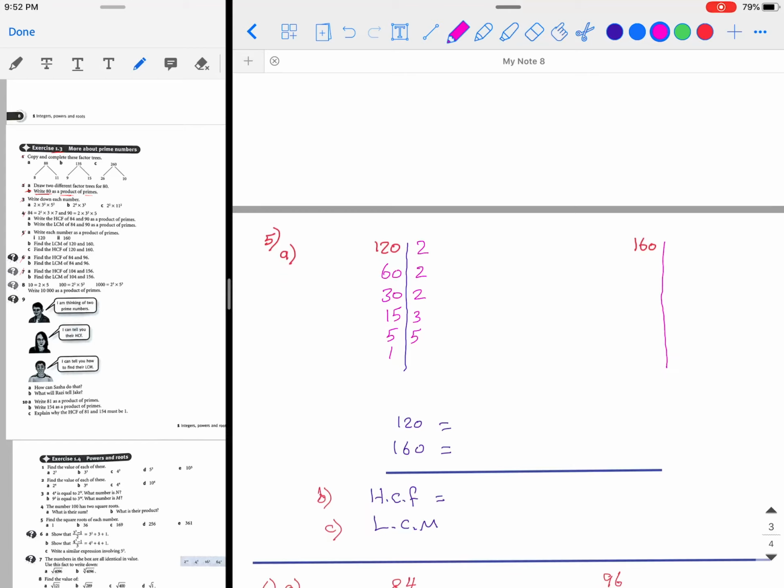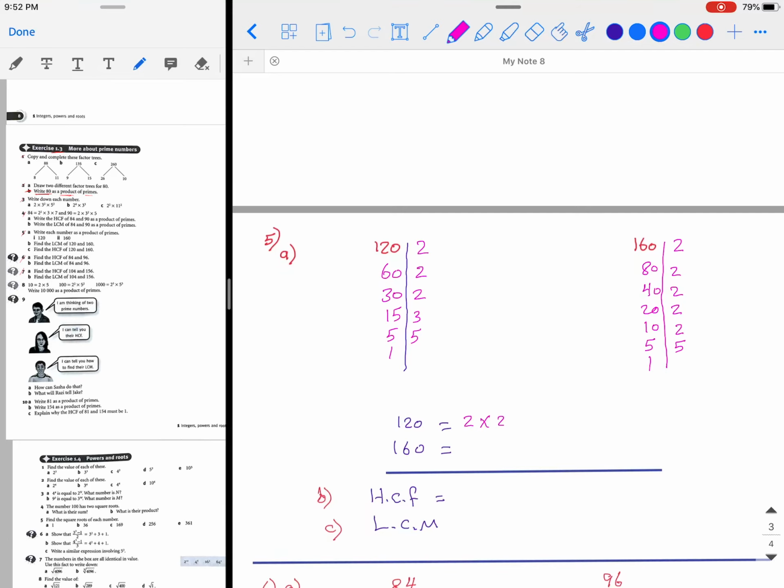And for 160, also the same idea, divided by 2, you will get 80. Divided by 2, it's 40. By 2 again, it's 20. By 2 again, it's 10. By 2 again, it's 5. By 5, it's 1.